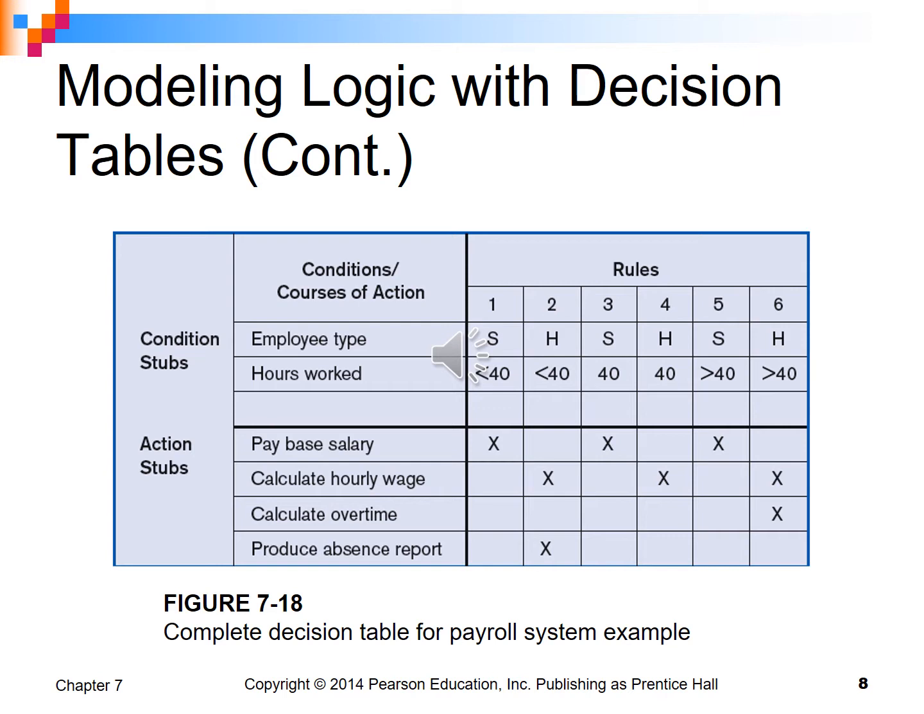So if it is less than 40, what they are doing is paying the number of hours, and then they calculate the absence. Like if they work 38 hours, then they pay him for 38 hours, and they note that he is absent for 2 hours. If they work greater than 40 hours, they pay him 40 hours for regular salary, and the overtime for the hours that exceed 40.